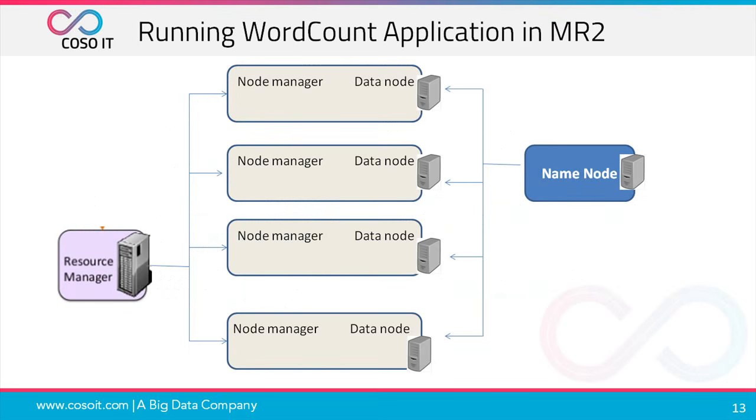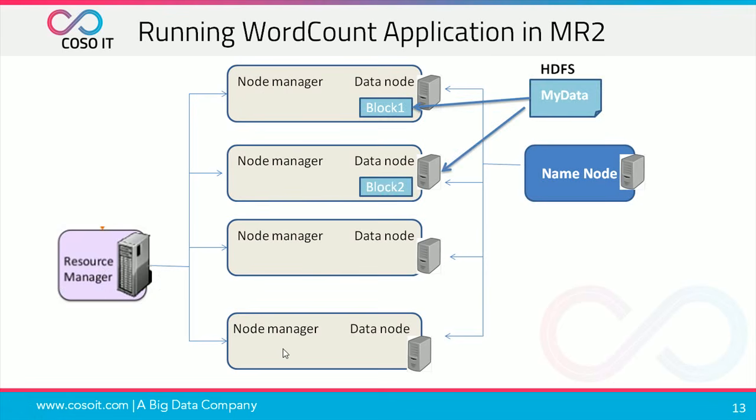Let us see how our word count application is run in Mapreduce 2. So we see here there is one resource manager, the master node, then the slave nodes have data nodes, and we have node managers. So in HDFS, we have a file, my data, on which we want to perform a word count job. And its data is stored across two nodes, data node 1 and data node 2.